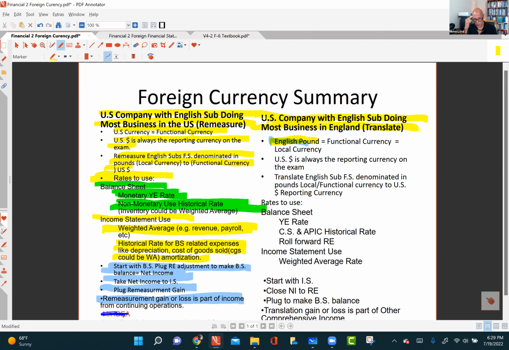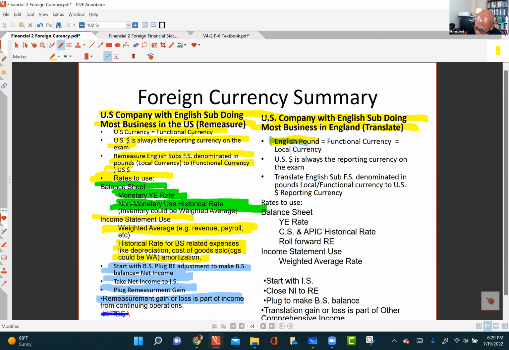Again, let's think about what's happened. There's this subsidiary in England doing most of its business in England. And the US parent is looking over there and saying, wow, that looks like a really good business over there, I'm going to take that over. Well, now what's happening? They're probably not purchasing a supplier or something. They are simply making an investment in an entity that's operating primarily overseas.